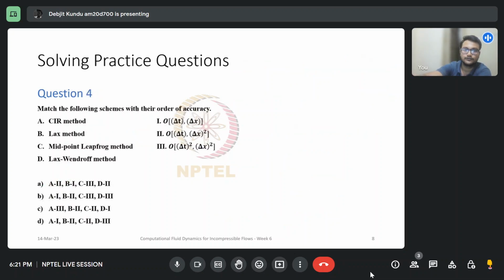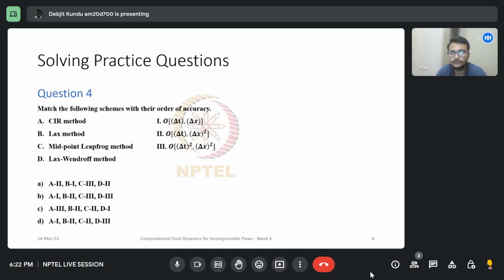So let's move on. Moving on to question number 4 of today's session. Here we have 4 options in the left hand column and 3 options in the right hand column. First of all, there will be one option in the right hand column which is repeated. What are these columns consisting of? The left hand column consists of different methods and schemes, and the right hand column consists of different orders of accuracy. So you have to match each method with its appropriate order of accuracy.